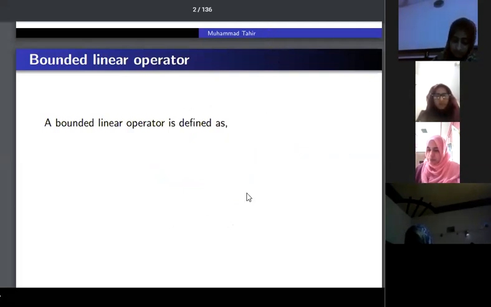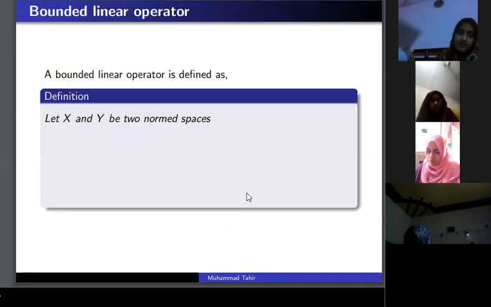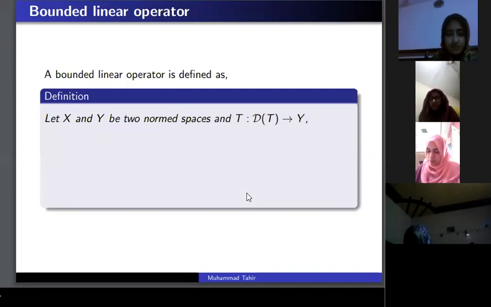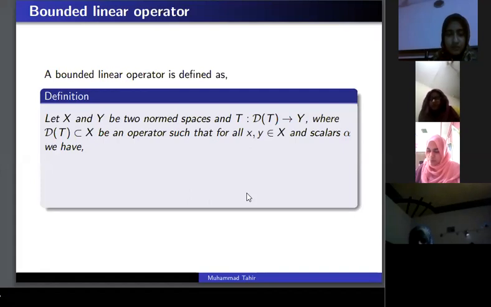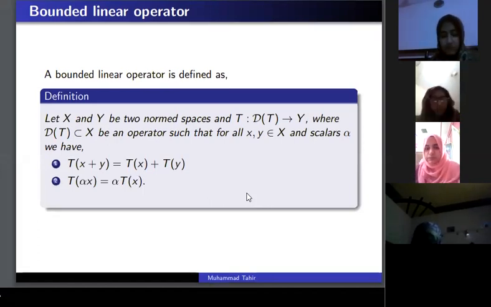A bounded linear operator is defined as follows. Let X and Y be two normed spaces and T is an operator from domain of T to Y, where domain of T is a subset of X, such that for all x, y in X and scalars alpha we have: number 1, T of x plus y equals T of x plus T of y. Number 2, T of alpha x is equal to alpha Tx. These are two conditions for an operator to be a linear operator.